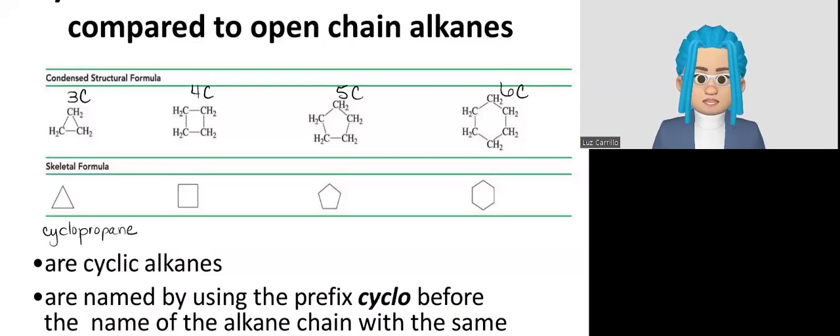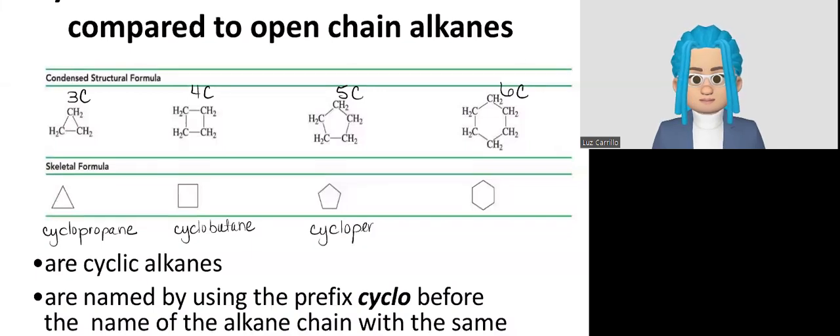The 4 carbon cyclic alkane, that would be cyclobutane. The 5 carbon alkane that is cyclic, this is cyclopentane. And lastly, a 6 carbon cyclic alkane, this is cyclohexane.